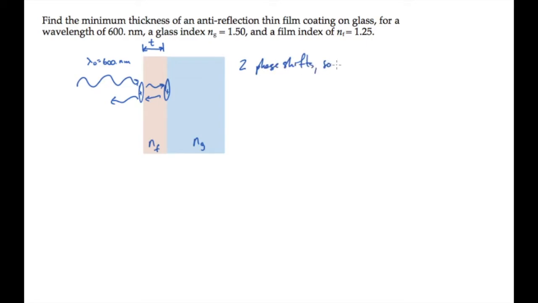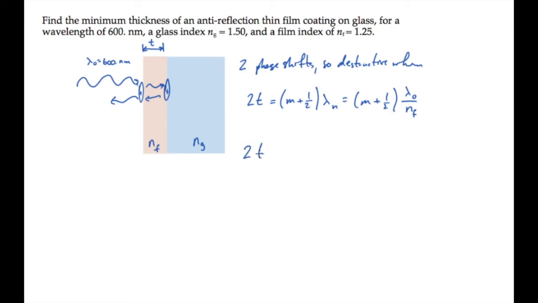When we have an even number of phase shifts, destructive interference occurs where twice the thickness of the film equals m plus a half times the wavelength in the medium, where m is an integer from 0 on up. The wavelength in the medium is the vacuum wavelength, lambda naught, divided by the index in the film. And we can solve this equation for the minimum thickness by realizing that T min, the minimum thickness, occurs where m equals 0.